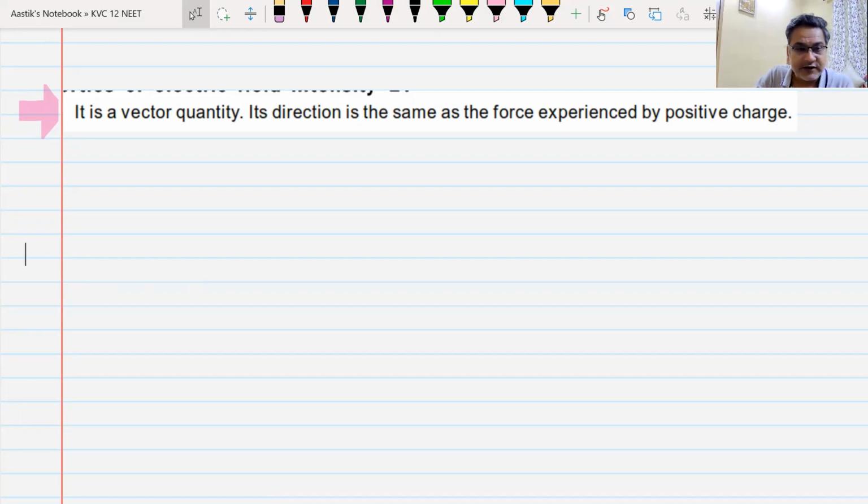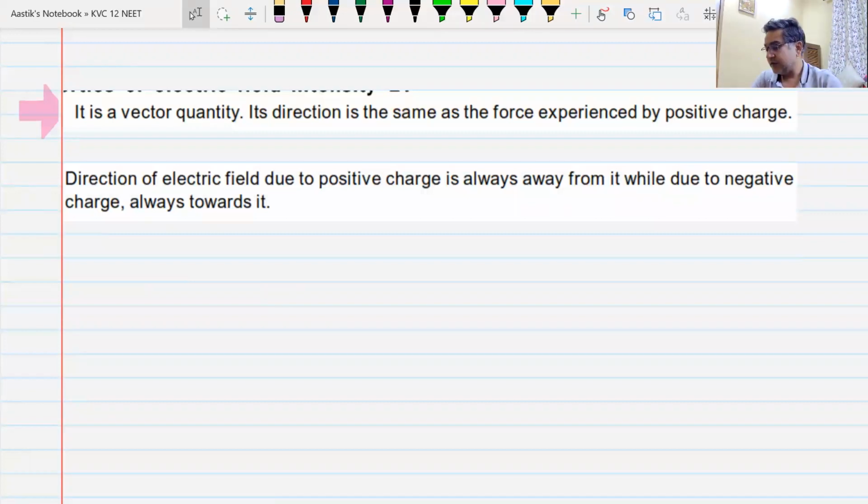The other way of saying this is, what is the direction of electric field created by a positive charge? A positive charge will create field in the away direction. The electric field created by a negative charge would be towards the charge. Do we understand this? Anyone understands this? Yes or no?